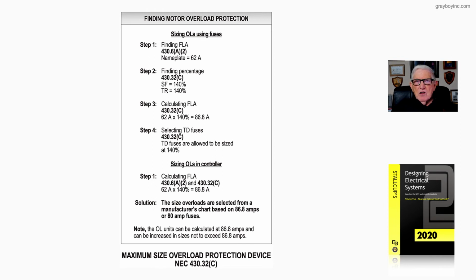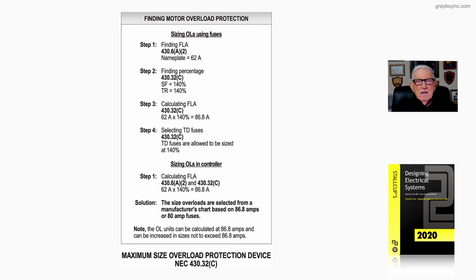Now, we could select our overloads at that value if need be, but you really should be using increments of overload sizes. So you would select by 430.32A1 at the 125% requirement, and then move up to the next size and maybe even another size till you get up to the 140%. But you would take any one increment that would allow the motor to start and run if you were having those kind of problems. Now in the overload protection, then notice you could just use the nameplate and you wouldn't have to use the 140%.